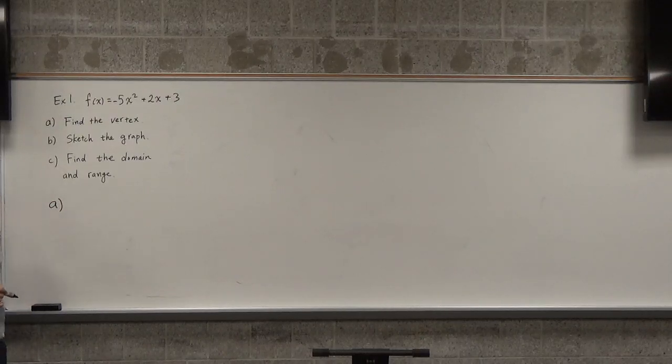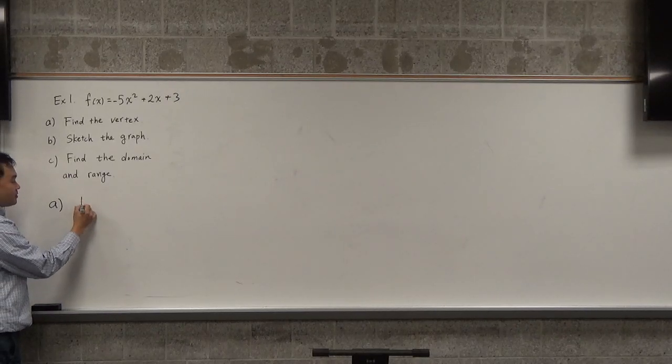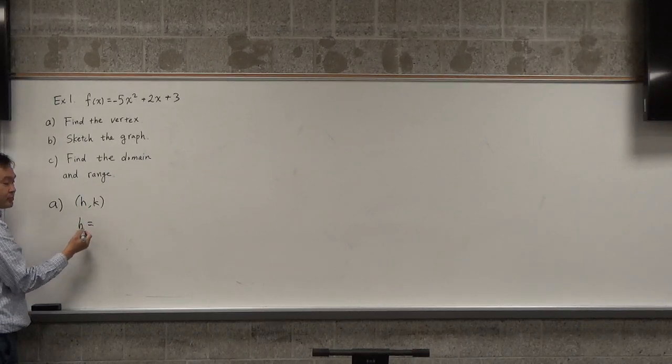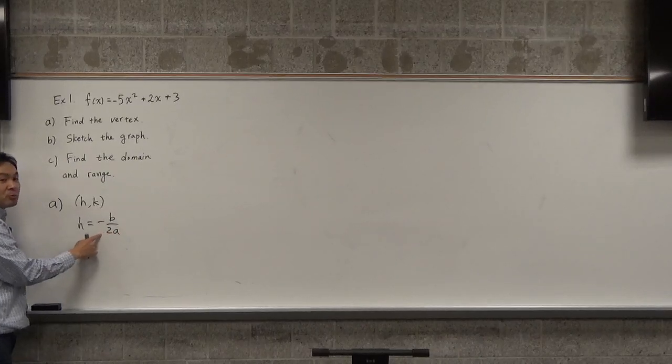How do you find the vertex? What's the formula for the vertex? Yeah, it's h comma k, where h is given by what? Negative b over 2a. Now, where is this formula from?